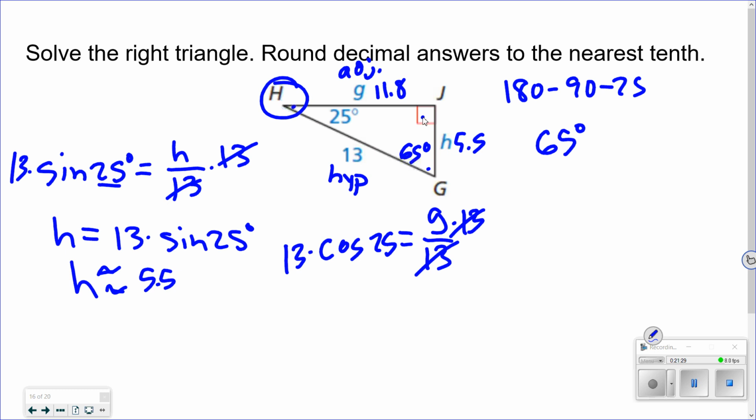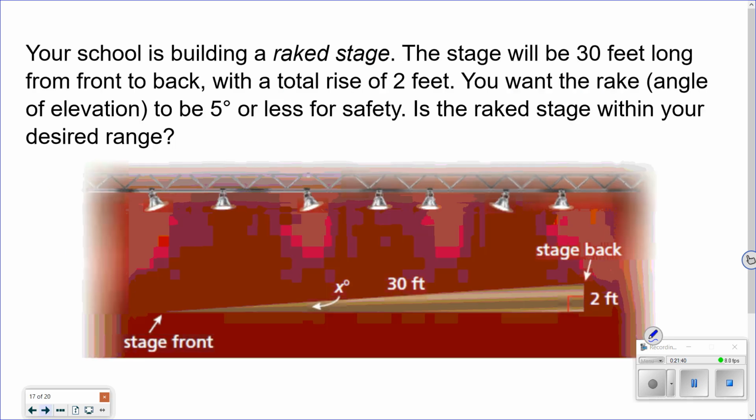Okay, we solved the triangle. We found all the missing angles. Notice with the angles, I didn't have to do any trig at all. For the missing sides, I did have to do some trig in order to find that. That really is all there is on the problems. There are a couple application problems, so we'll look at like one or two of those.